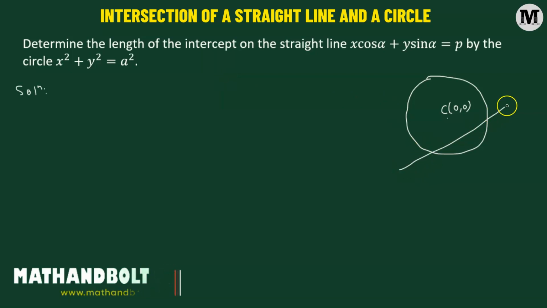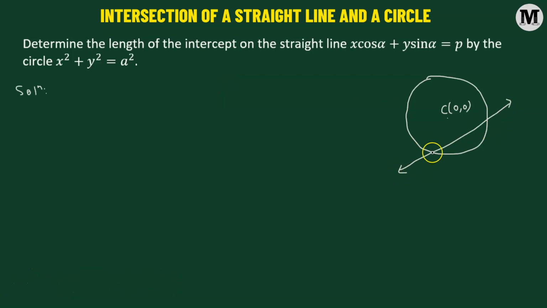We have a straight line. Let's say this straight line is intersecting the circle at 2 points, point A and point B. So here the equation of the straight line is given to us. That's x cosine alpha plus y sine alpha equals p. Our goal will be to determine the length of the intercept AB. So how shall we find out the length of the intercept? There's a standard formula that we will use.